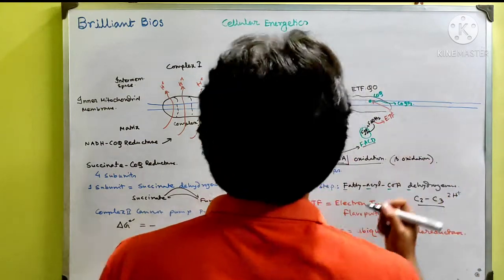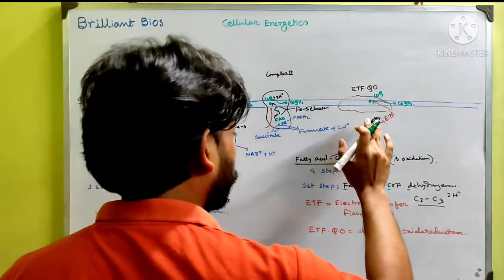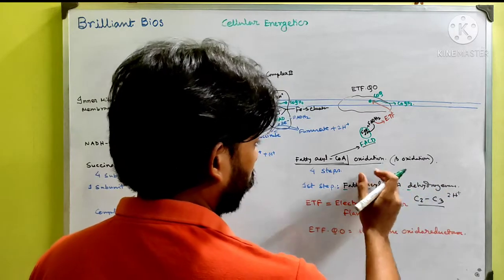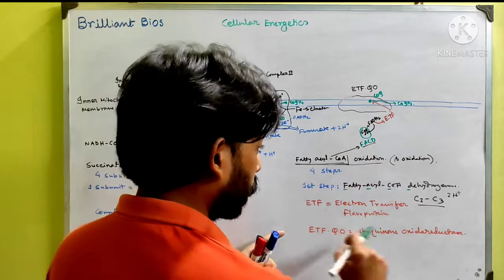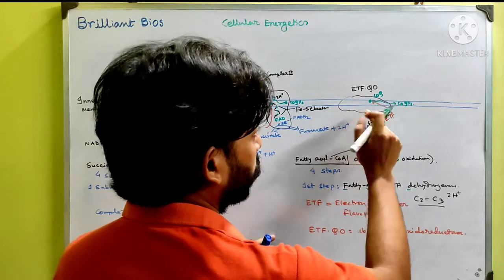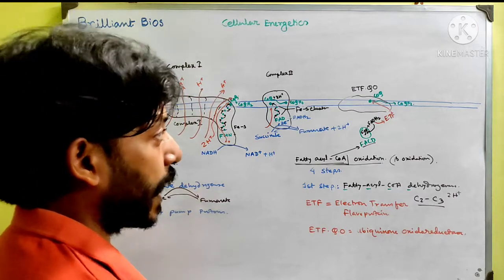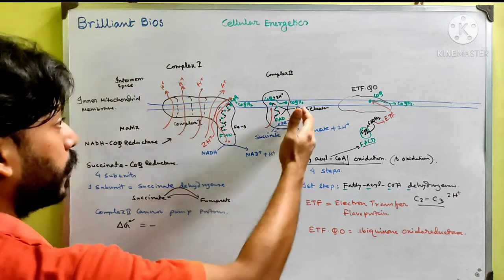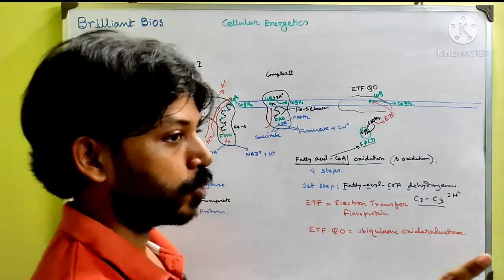So now you can understand this complex 1, complex 2 and this ETF QO take part in the fatty acid oxidations, and ultimately it helps relate this mechanism with the electron transport chain by reducing CoQ to CoQH2, and this CoQH2 has two high energy electrons. So the ultimate product of these three complexes is the same CoQH2 that reaches complex 3.